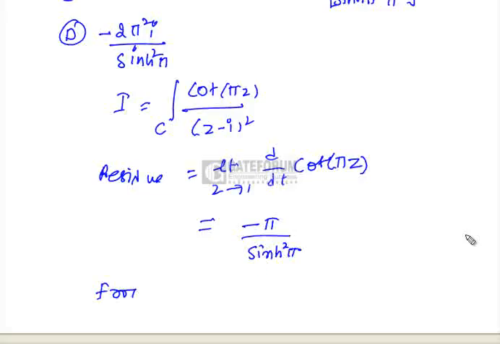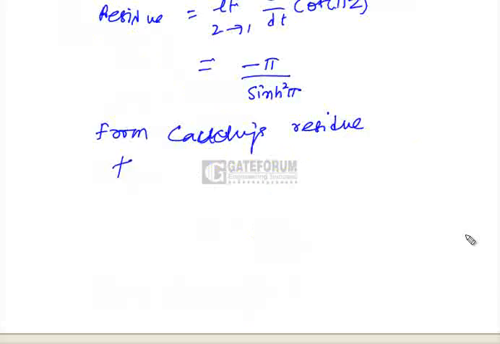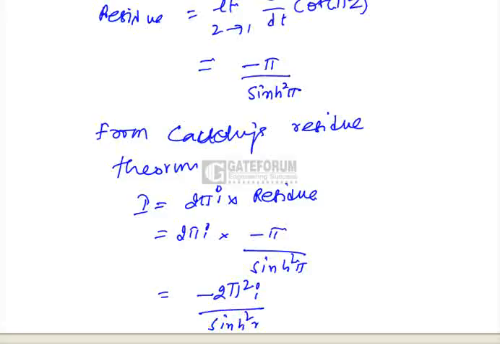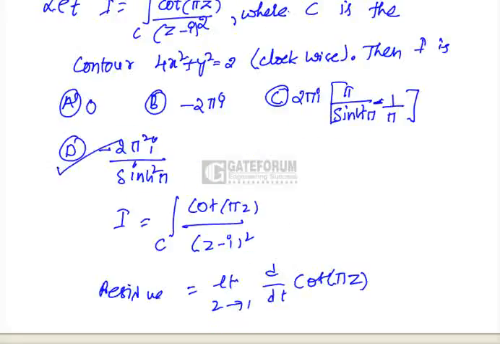Now, from Cauchy's residue theorem, I is nothing but 2 pi i into residue. We know that the residue is minus pi by sinh square pi, which will be equal to minus 2 pi square i by sinh square pi, which is nothing but option D.